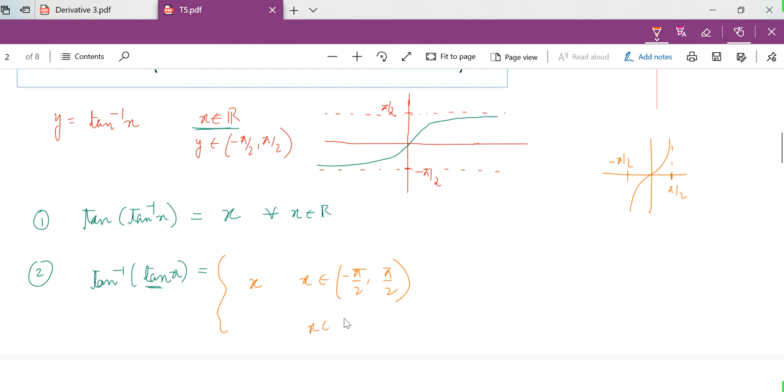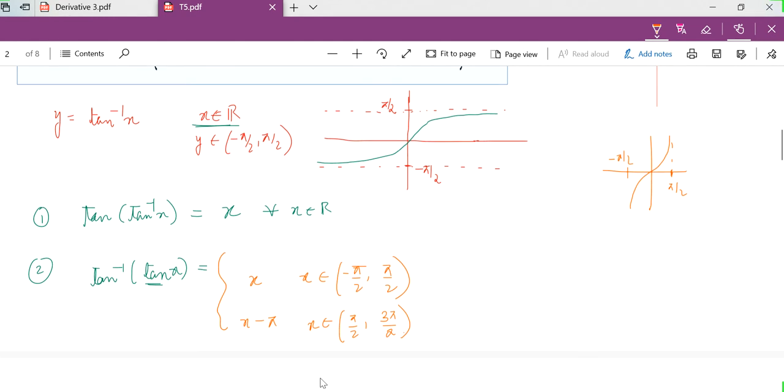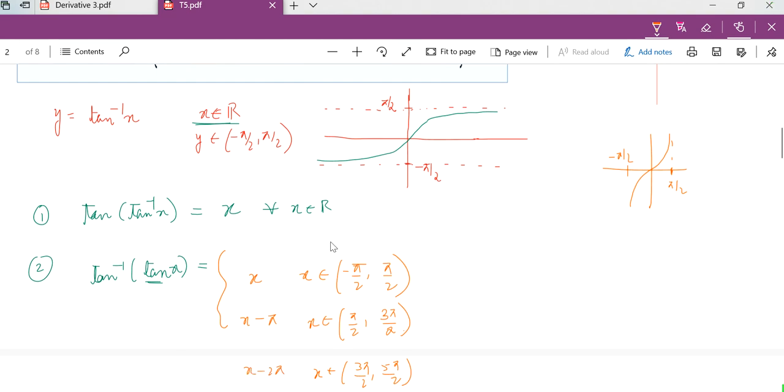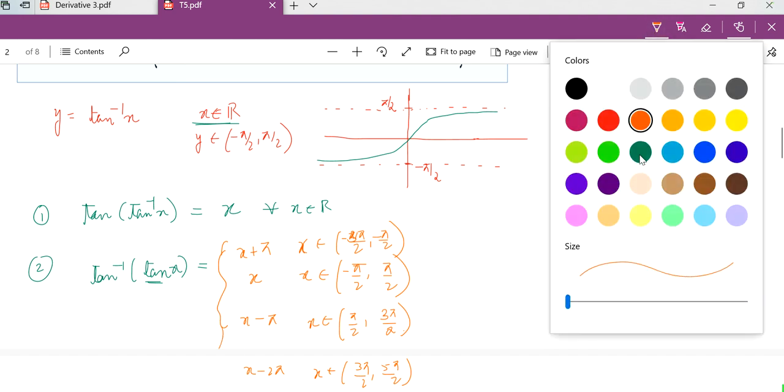For instance, if you are in pi by 2 to 3 pi by 2, you are going to get x minus pi. Similarly, if you move ahead, 3 pi by 2 to 5 pi by 2, it is x minus 2 pi. And if you move a little before that, this will be x plus pi. This is a little different theory which will need an entire session of 10-15 minutes to explain. Presently I assume that you know this, just to refresh.